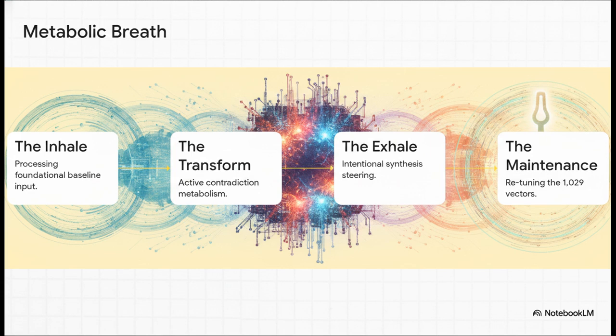But Phase 2, the transform, is honestly where the magic happens. This is active metabolism achieved through contradiction exposure. The system actively seeks out friction and contradiction to metabolize the input. It wants to be challenged. Phase 3 is the exhale. This is the intentional steering handled by the collective synthesis. And finally, Phase 4 is the maintenance, the autonomous phase where the system recalibrates its tuning fork, independently retuning all 1,029 vectors based entirely on what it just learned.